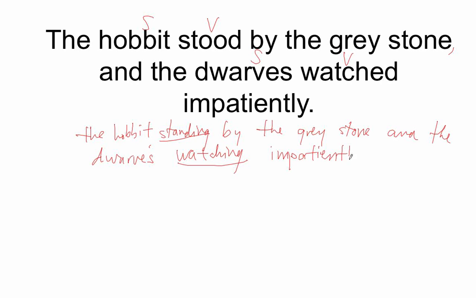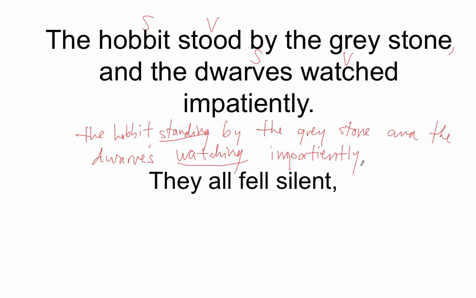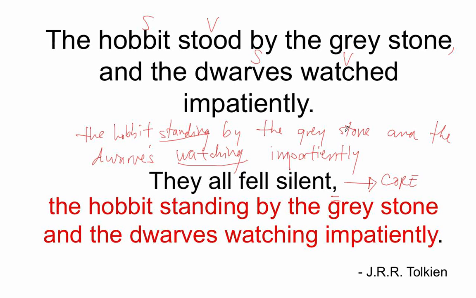And let's see how the author, in this case Tolkien, uses the absolute phrase. "They all fell silent." Now this is your core sentence right here. And you can see that he will be attaching his phrase shortly. The Hobbit standing by the gray stone, and the dwarves watching impatiently. There you go.